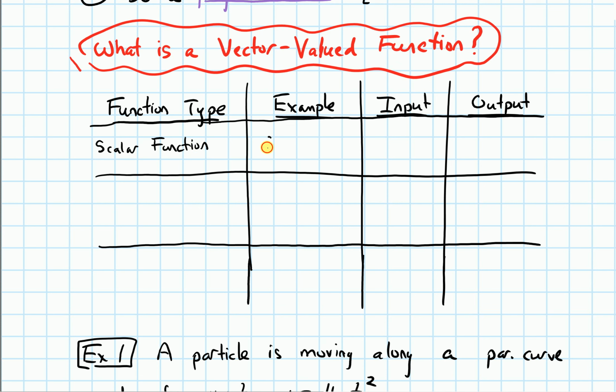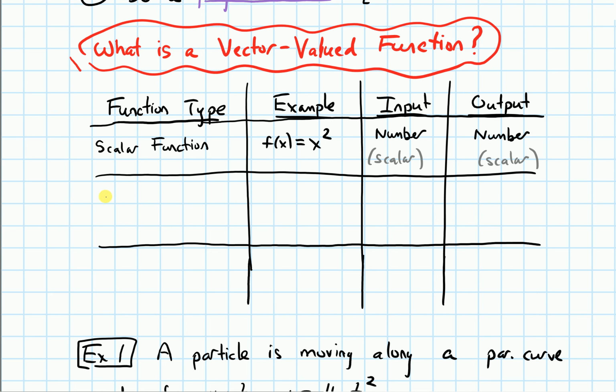So something like f of x equals x squared is just a regular function. It's called a scalar function because the input, the number that you plug into this function, is a number, or another way to say that is it's a scalar. Remember, a scalar is just a number. It's not a vector. And the output is going to be another number. So the output is also a scalar here. It's just a number.